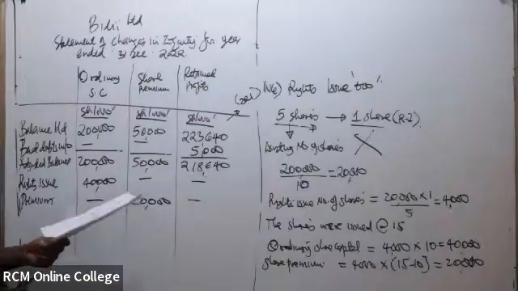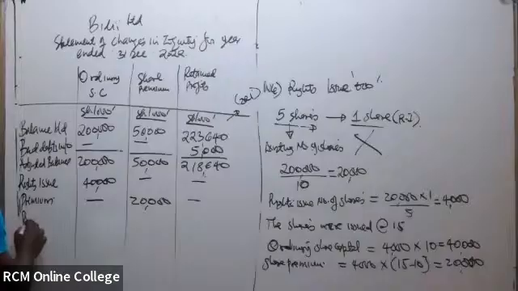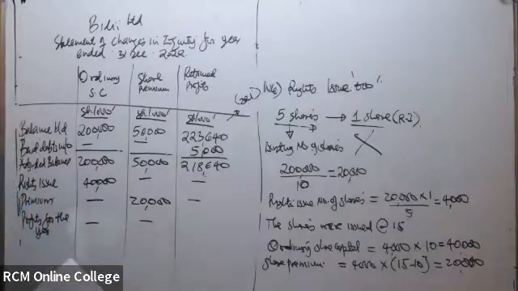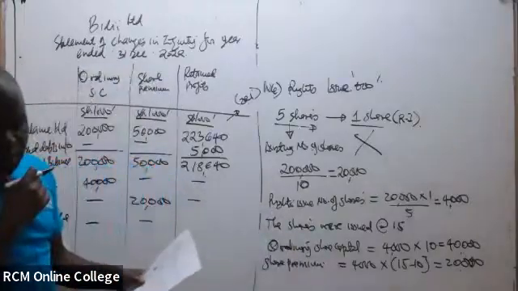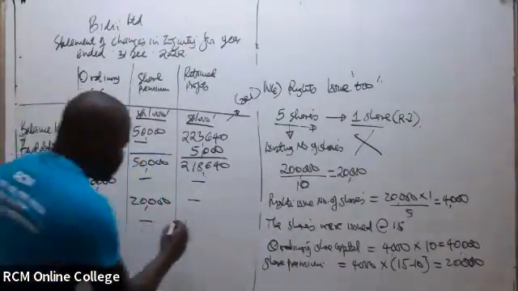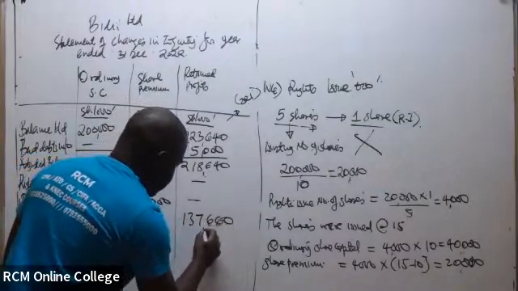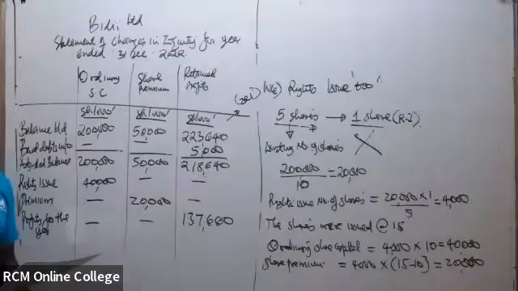Now, in this case, we have the profit for the year. Profits for the year. So this one, you pick what we realized as profits in our statement of profit and loss. And I think it was coming to how much? 137,660.